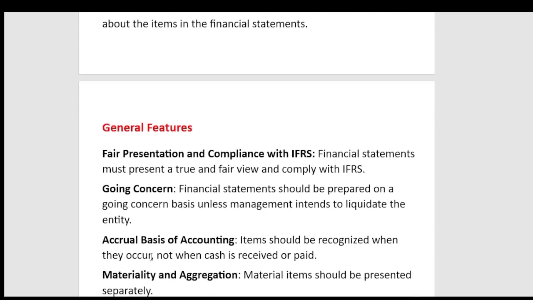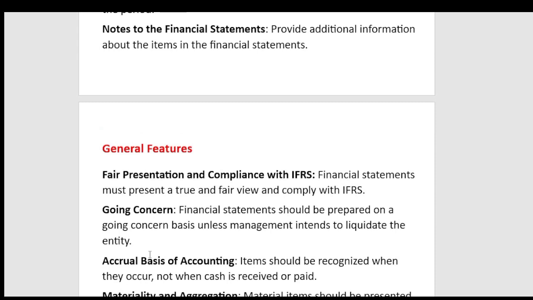Now, the next one is accrual basis of accounting. Items should be recognized when they occur, not when cash is received or paid. That is one of the things IAS 1 is saying here, that you must follow accrual basis of accounting in preparing your financial statement. If you have basis of accounting, you have the accrual and the cash basis. Cash basis is when they receive cash, that is when they recognize it. When they pay, that is when they recognize it, not when it occurs.